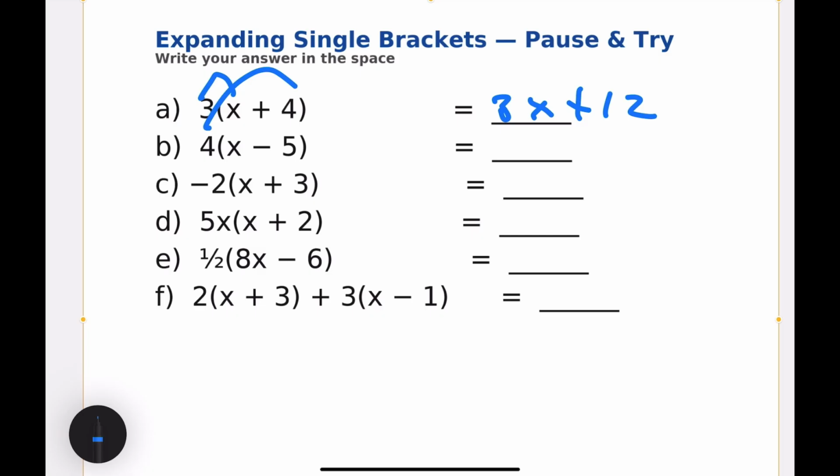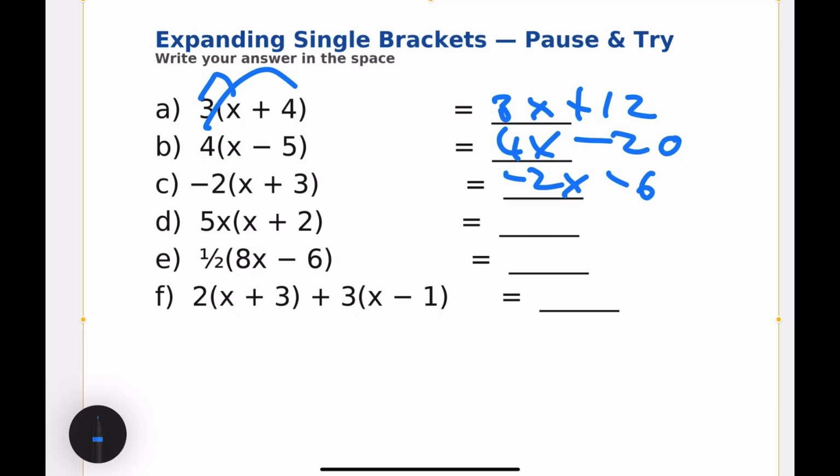Okay, next question. We've got 4(x - 5). If we multiply the 4 by x, we get 4x. And if we multiply the 4 by minus 5, we get minus 20. So it'd be 4x - 20. Okay, part C. We multiply the minus 2 by x to get minus 2x. We multiply the negative 2 by 3 to get negative 6. So it'd be -2x - 6.